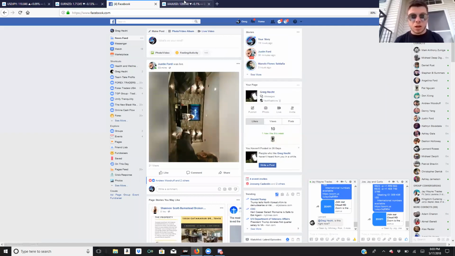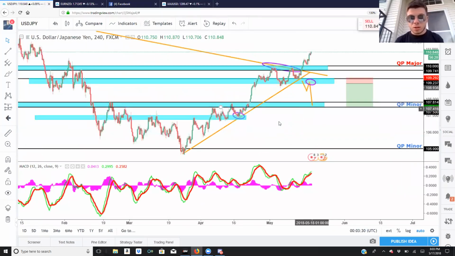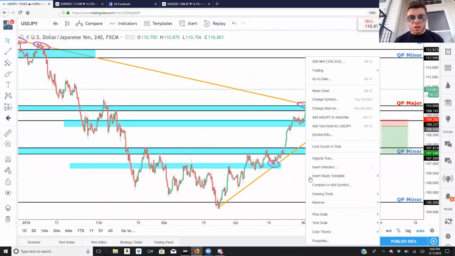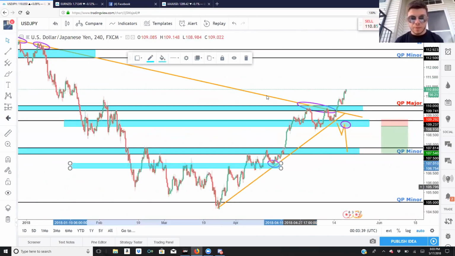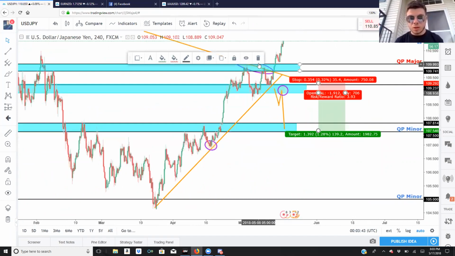So next, what was my other pair? Okay, UJ. So this is going to be the other pair that I look at tonight. This is actually what I had marked up already. Delete this.